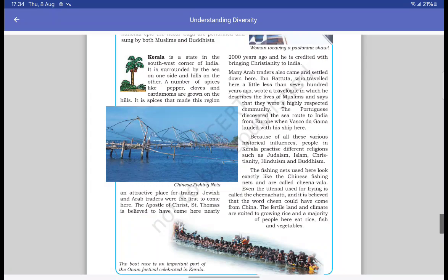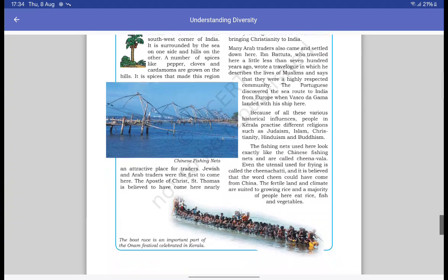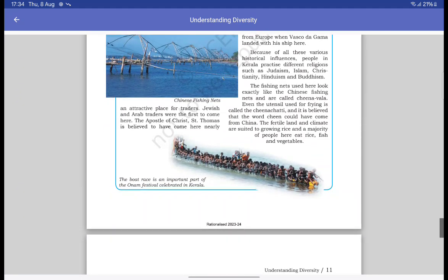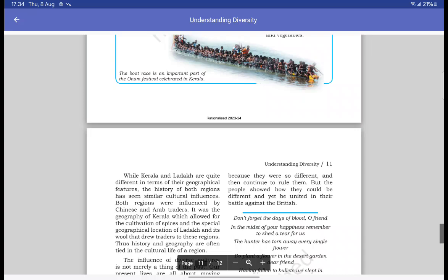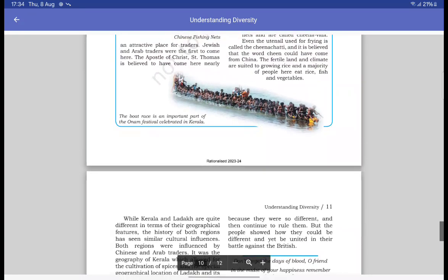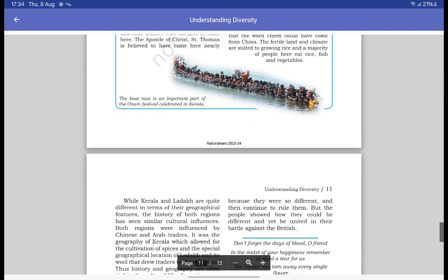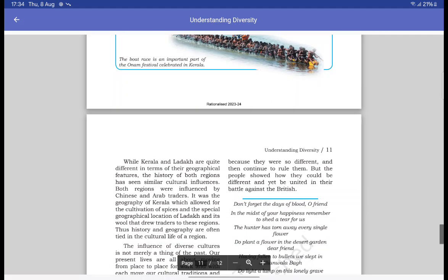Okay, again, comma, fertile land and climate. Comma, suitable for growing rice. Comma, boat race and Onam festival celebrated. So by this you should know that Onam is originally a festival of Kerala, and on Onam they hold boat races.